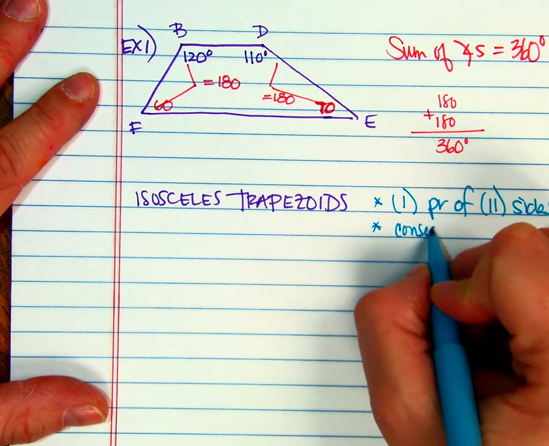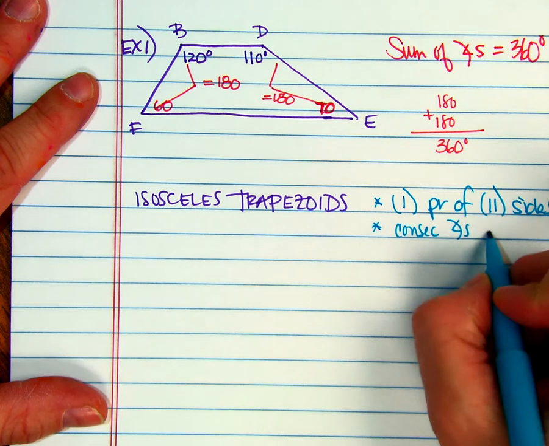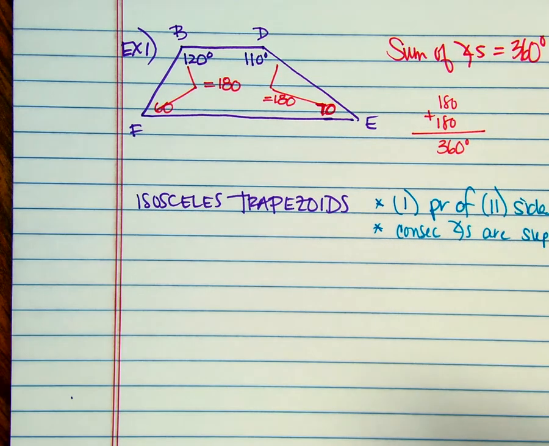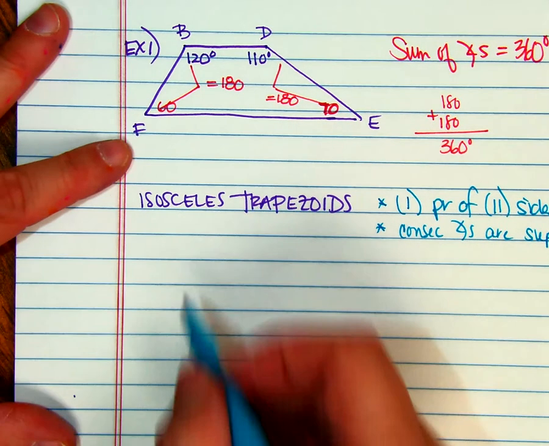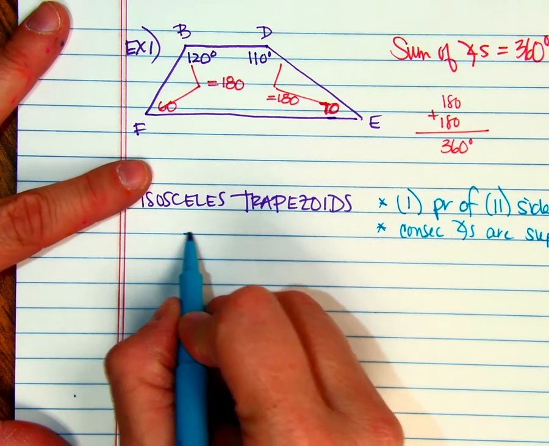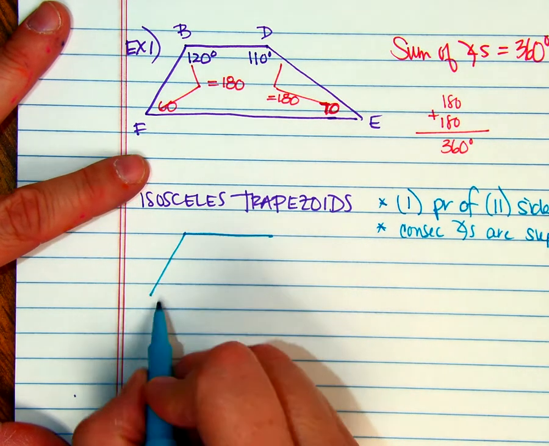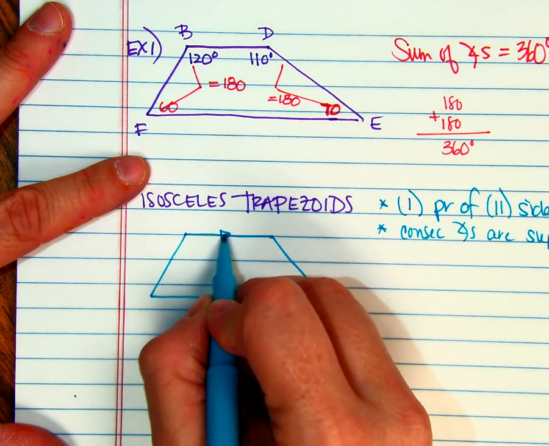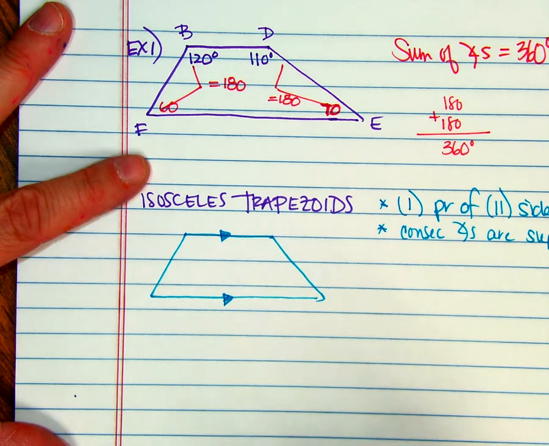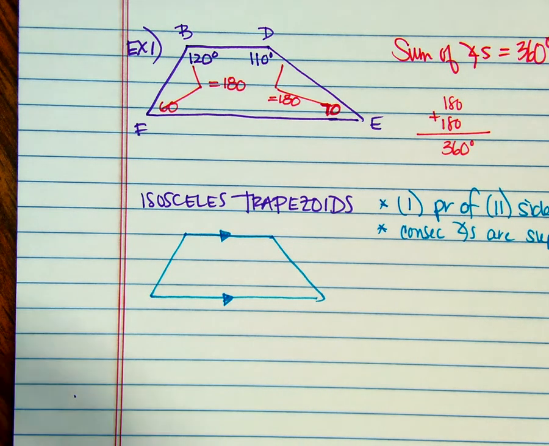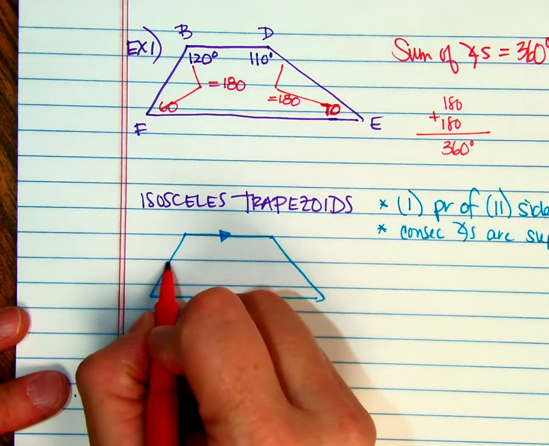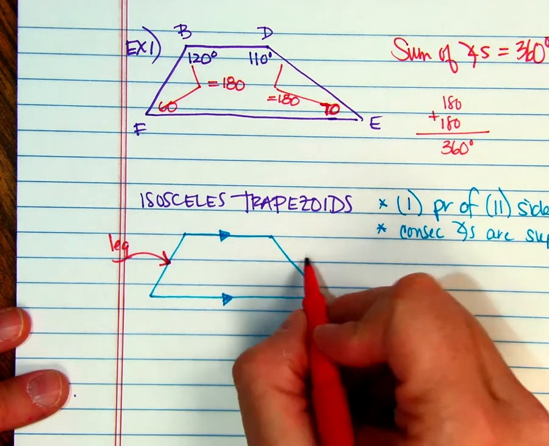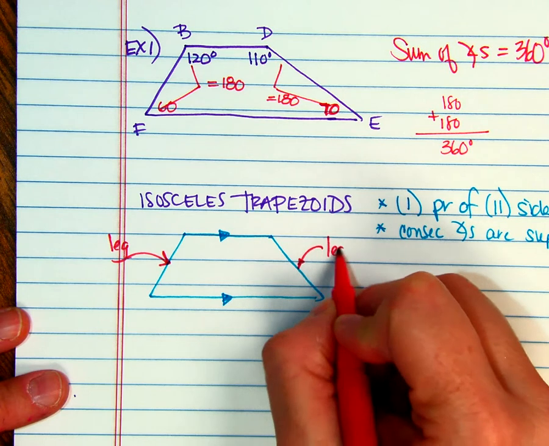Consecutive angles are still going to be supplementary. But now we have some unique stuff that happens with an isosceles trapezoid. So by definition of isosceles trapezoid, there's my parallel sides, my parallel bases. The sides that are not bases are called legs. So this is a leg, and this is a leg.